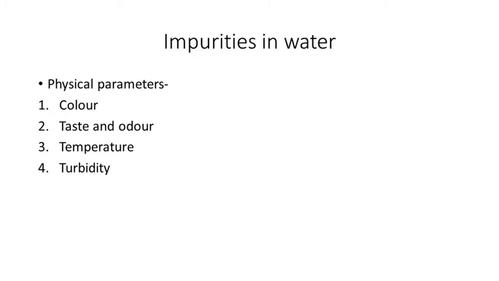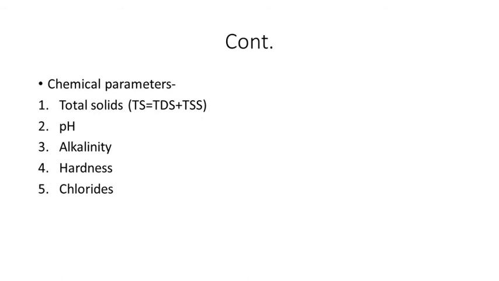So this turbidity is measured in NTU, a different unit of measurement in the characteristics of water. I hope you understand about the turbidity. Come to the next, chemical characteristics, which are important. The various chemical characteristics may be pH, alkalinity, hardness, chloride, or the total solids. First we discuss the pH.